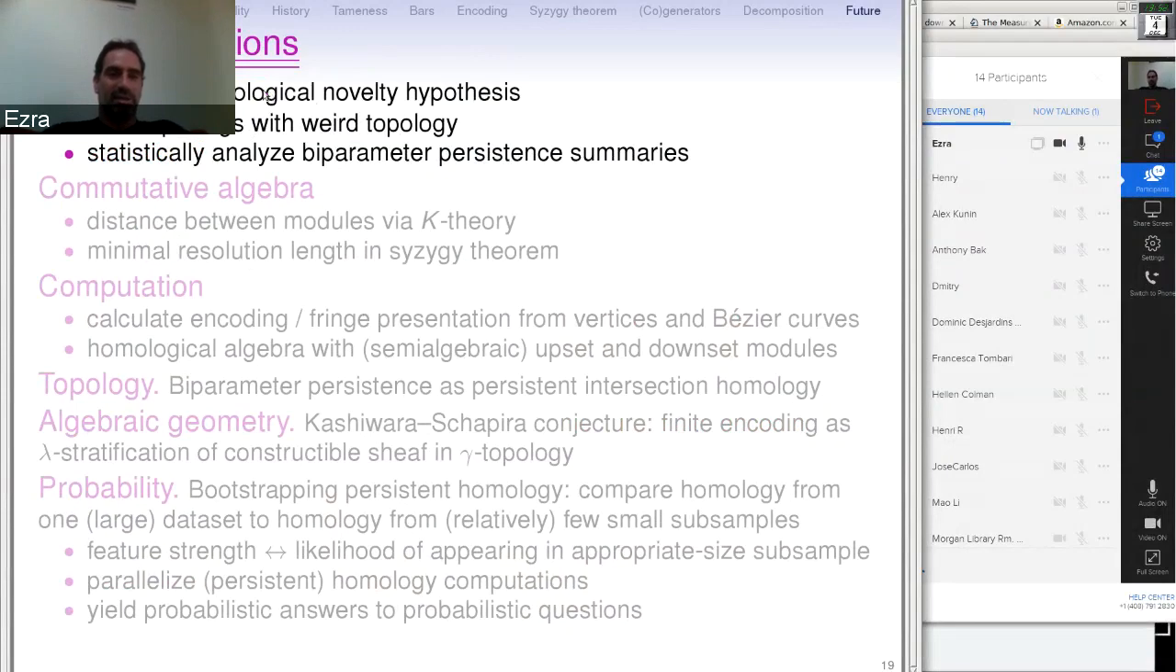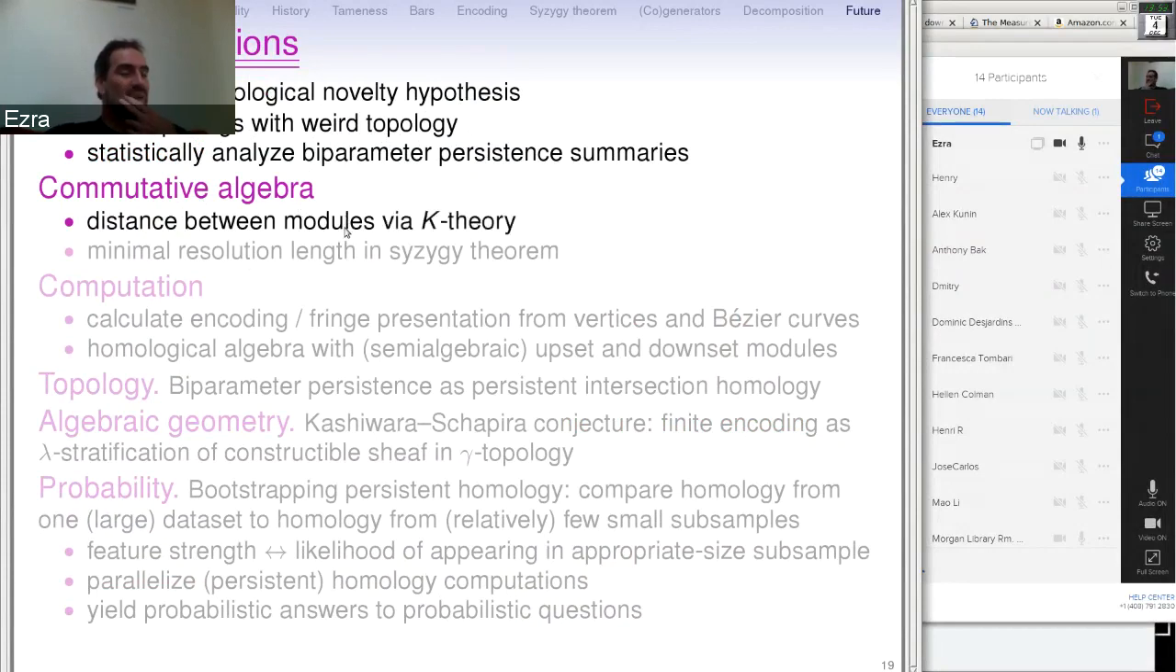To go from here, well, there's the biology. We're going to test this topological novelty hypothesis, and that means we have to mark up the wings with weird topology and then analyze these biparameter persistence summaries. Right now, the project sits at this stage. The wings are being marked up with weird topology. Commutative algebra, we need to know about distances between modules. I talked about that a little bit.